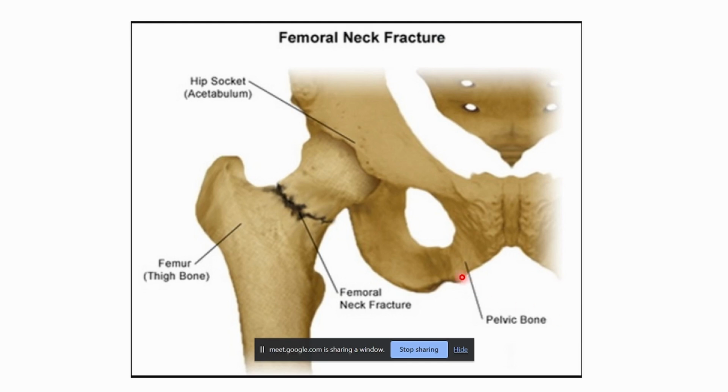Femoral neck fractures are very common injuries. They are more prevalent in older individuals due to weakened bones, and they can also occur due to trauma such as a car accident or sports injury.